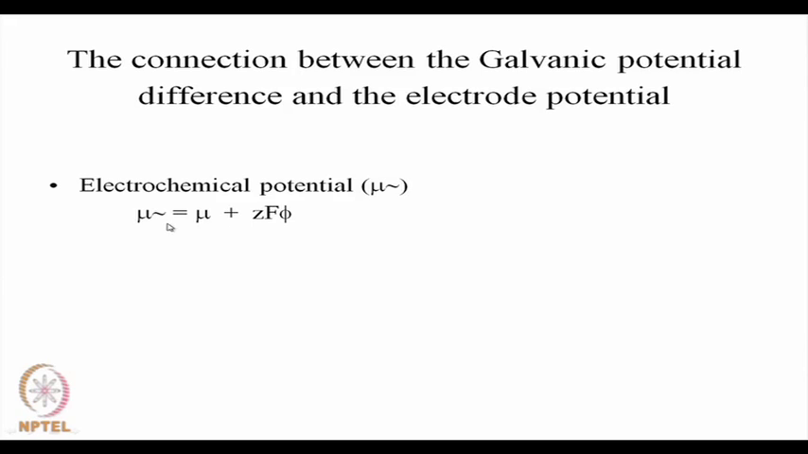So, mu tilde is equal to mu plus ZF phi. So, it is the electrical contribution because of the thing I just talked about, that is whenever you dip a metal, then electrons are lost from the metal to solution, and as a result of which there is a potential difference generated. So, it is the electrical potential. Okay. So, this electrical potential combination with your chemical potential gives rise to electrochemical potential.